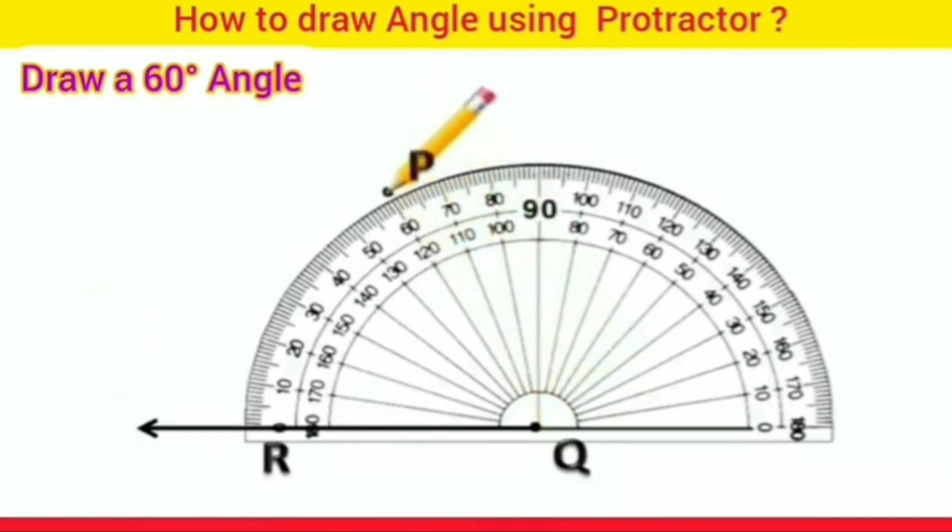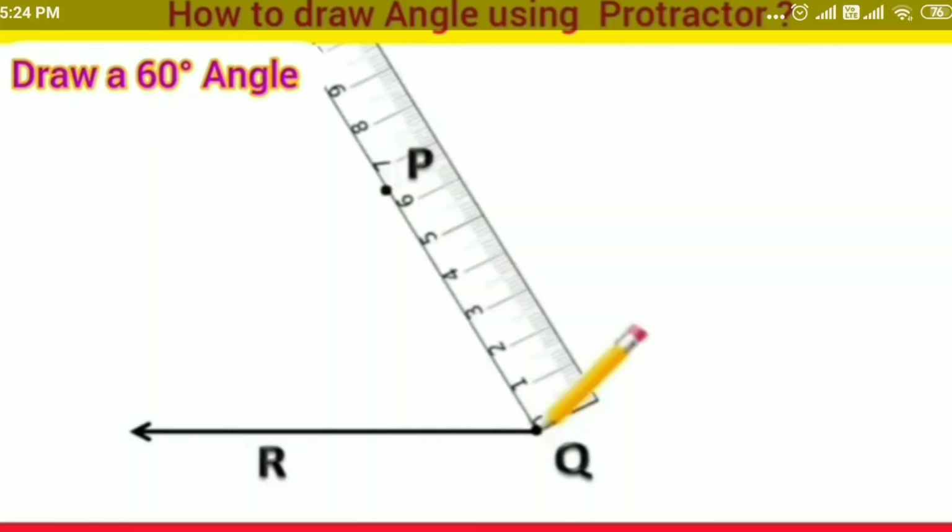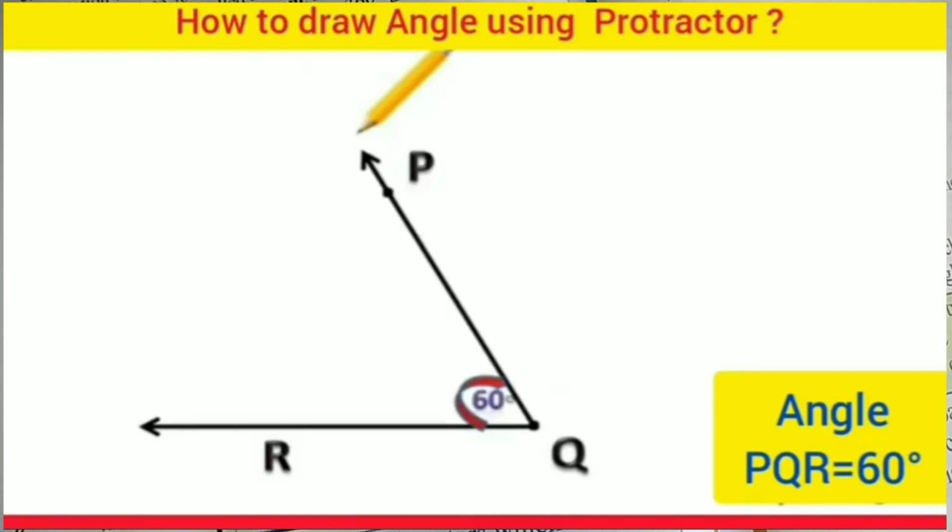Here is one more example. Draw a line QR. Here Q is the vertex point. Vertex point means where the two rays or two sides will meet. Here Q is the vertex point and R shows the 0 degree on the outer scale. Now we take the 60 degree corresponding to this 0 on the outer scale of the protractor. We will call this point P. We will join these two points using the ruler. This becomes PQR of 60 degrees. So how will we read it? Angle PQR is equal to 60 degrees.